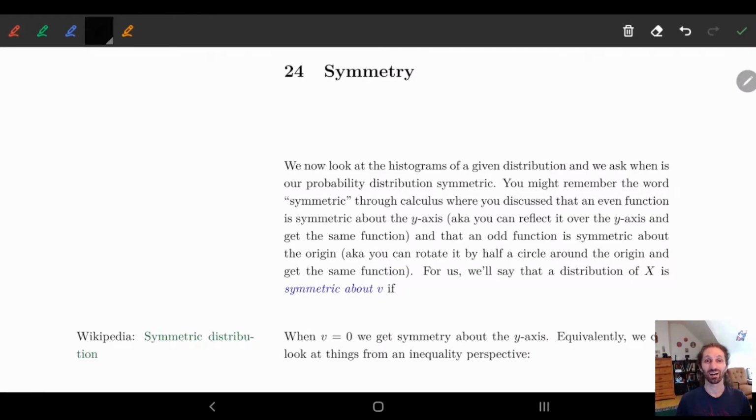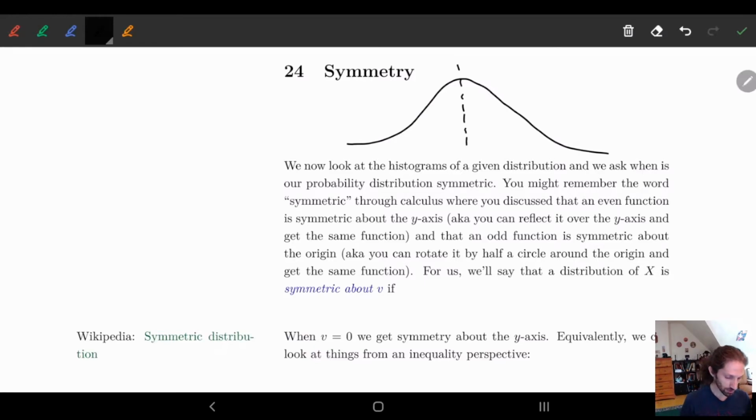Hiya. So in today's video, we're going to look at symmetry. We're going to be looking at some histograms, and we're going to see when they're symmetric in some nice way. For example, when we were looking at a normal curve, we saw it's always symmetric about this middle part. You can flip this around the y-axis and nothing happens.